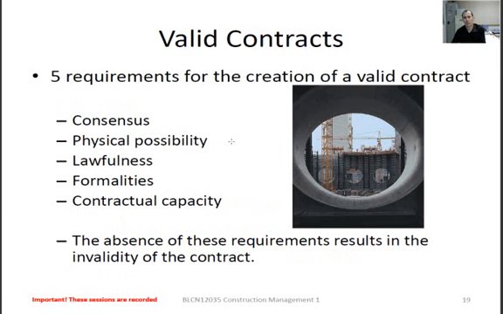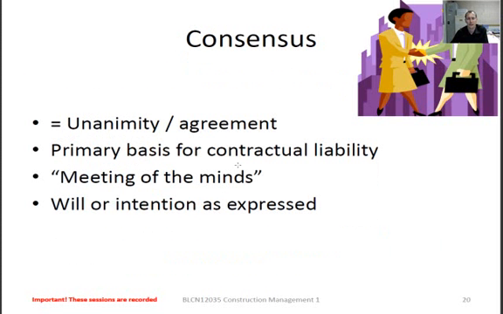Continuing. Remember we spoke about valid contracts and then the five elements. Carl, you'll most probably remember this from your days at uni. Consensus, we spoke about that one. Physical possibility, lawfulness, you're not supposed to do anything illegally, the formalities, and then of course the contractual capacity. And if any of those are not there, it will lead to the invalidation of that contract.